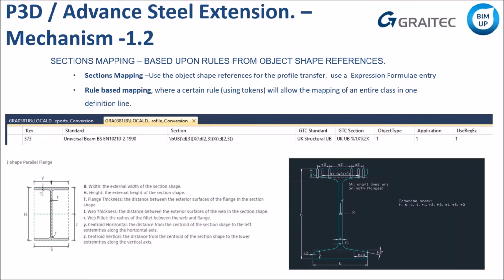And what they can do is they use the formula at the top to minimize the entries that are required for a range of beam sizes. So depending on which country you're in, you obviously have IPEs in Europe, W sections in America, and we have UBs and UCs in the UK. So all those kind of things can be mapped just using their primary parameters from one platform to the other. And obviously you can have a designator being that that platform is Plant 3D or Advanced Steel.